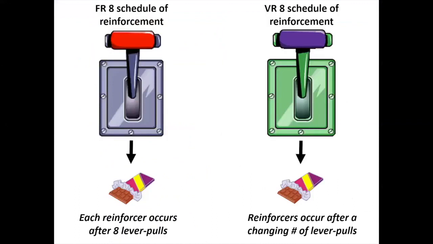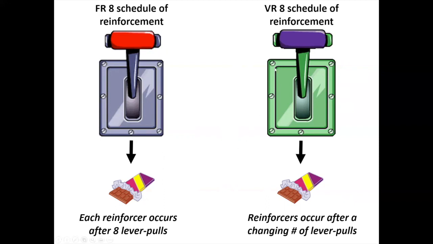So, for example, let's say that I've got these two levers in front of me, a red one and a purple one. And let's say that pulling these levers is getting reinforced with candy bars. So I'm pulling levers for candy bars here. And let's say that I always get a candy bar after I pull the red lever 8 times. So pulling this red lever is getting reinforced on a fixed ratio schedule, right? An FR8 schedule. Every 8 pulls of the red lever gets me a candy bar.